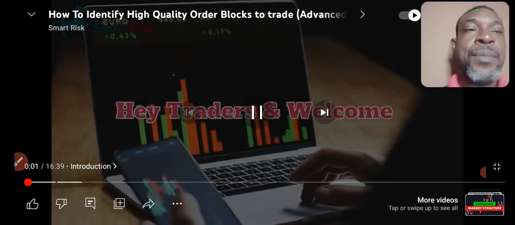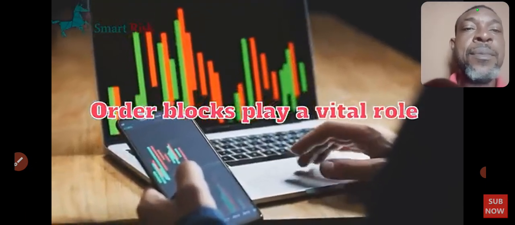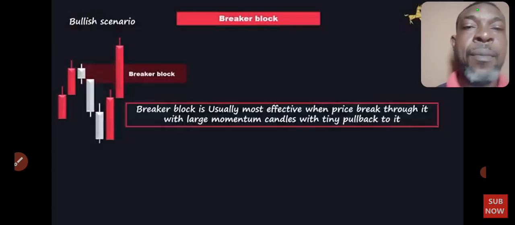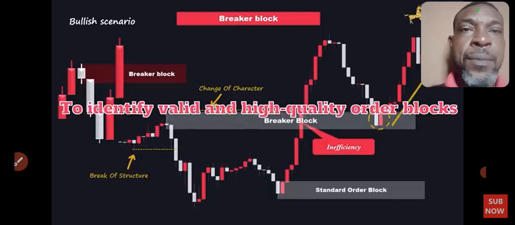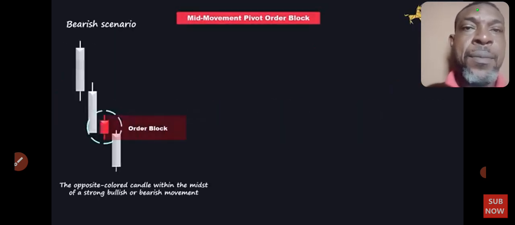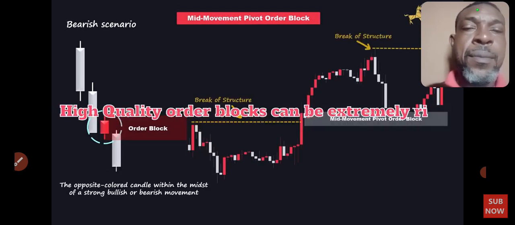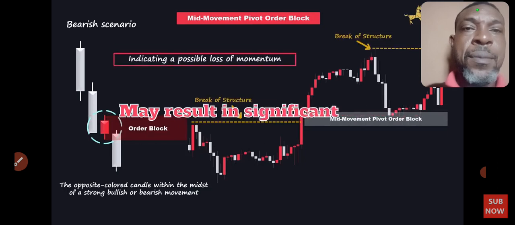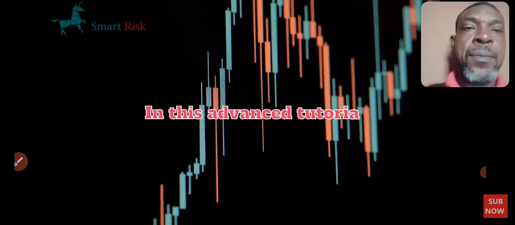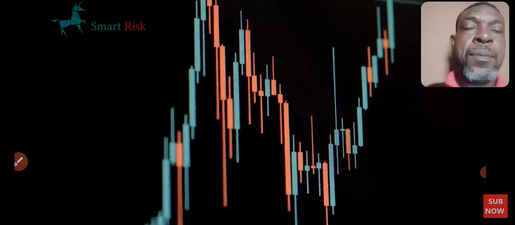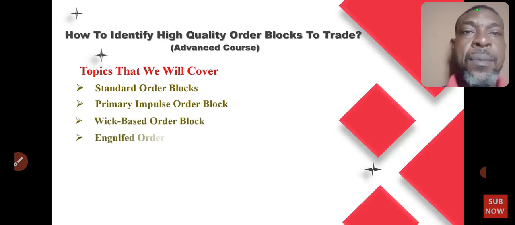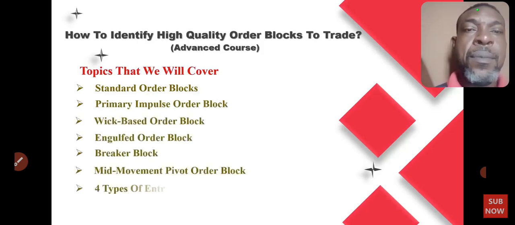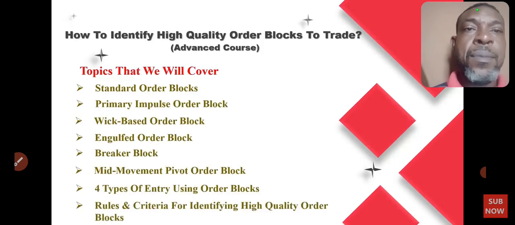Hey traders, and welcome to another episode of Smart Risk. Order blocks play a vital role in executing trading opportunities and are widely utilized by smart money traders. However, many traders struggle to identify valid and high-quality order blocks, putting their trades at risk. Trading without the ability to identify valid and high-quality order blocks can be extremely risky and may result in significant losses. In this advanced tutorial, we will delve into the intricacies of order blocks, exploring their various types, and providing detailed guidance on how to identify high-quality ones. We will uncover the rules and criteria necessary to spot high-probability order blocks on real price charts and demonstrate entry and exit models that leverage order blocks in the market.